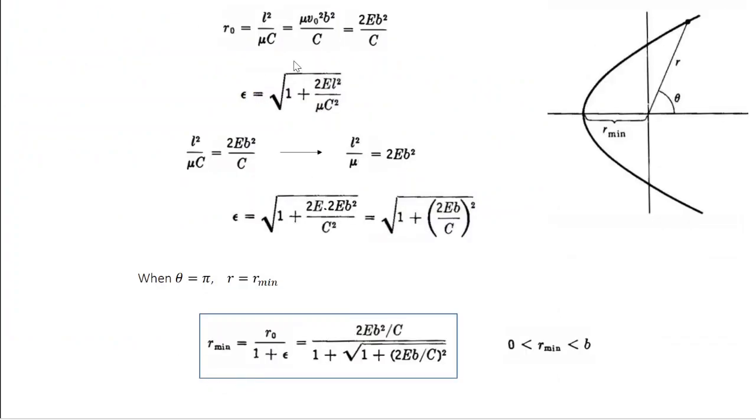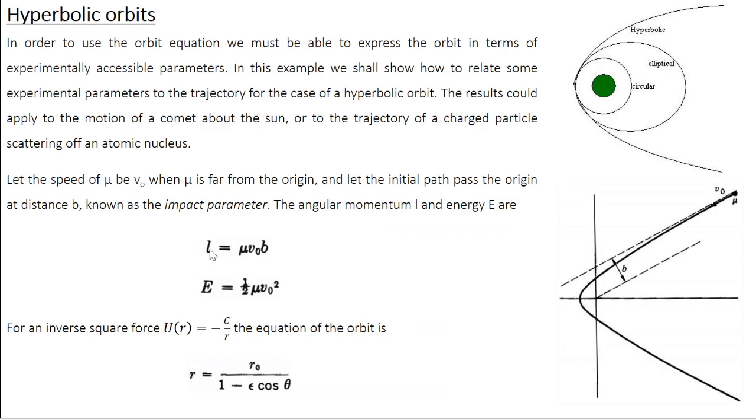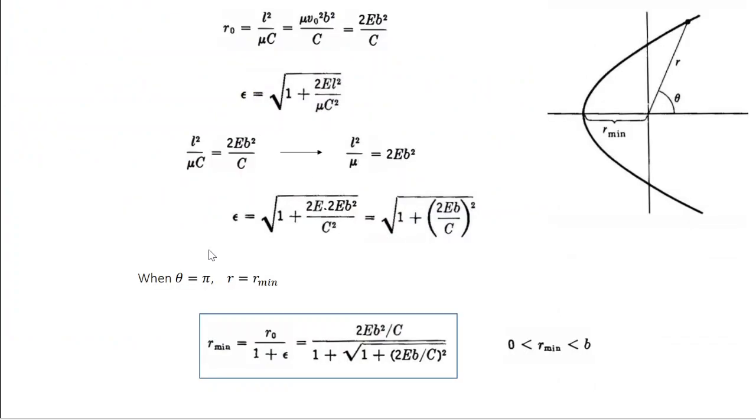Now we know that r naught, the radius of the circular orbit, is given as L square by mu c, and from this I can write L square equal to mu square v naught square b square. Dividing that by mu c, you have mu v naught square b square by c, but half mu v naught square is E, so mu v naught square is 2E. So I can write r naught equal to 2E b square divided by c.